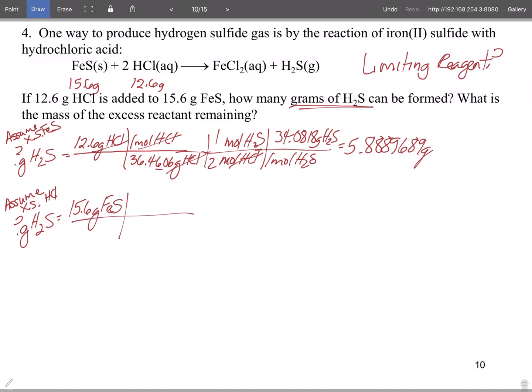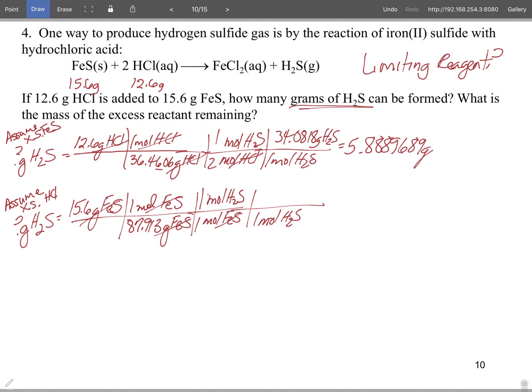And we're going to convert it: 87.913 grams of FeS per 1 mole of iron 2 sulfide. And so moles of iron 2 sulfide per moles of H2S. Well, if we look at it, that's going to be the same, and that happens to be 1. And we got rid of everything. We're now to moles of H2S, and guess what? This is the exact same molecular weight as it was up ahead. Okay? So that was simple.